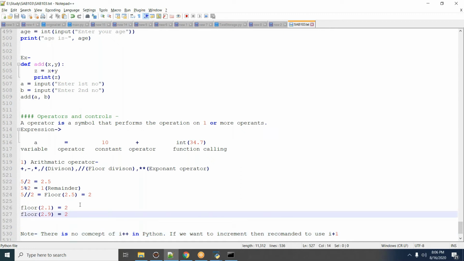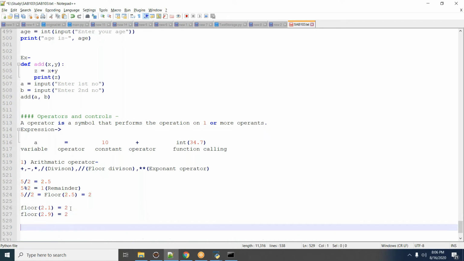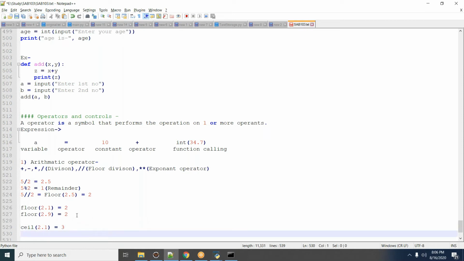Okay, let's go back. Siddharth is asking, in floor division, do we have to write floor as well, or will it perform without it? Once we use floor, it will give the lower integer value. Apart from that, we have one function, ceil. If we write ceil of 2.1, it will give the next complete value after 2.1, that will be 3.